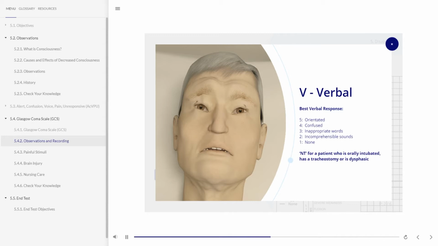Inappropriate words in response to simple questions scores a 3. This may take the form of a stream of obscenities, or the patient may well repeat himself at great length. Moaning, grunting, or other indistinguishable sounds scores a 2. A score of 1 is reserved for a patient who makes no verbal response. If the patient is orally intubated or has a tracheostomy, or if the patient is dysphasic, record the letters NT for non-testable.